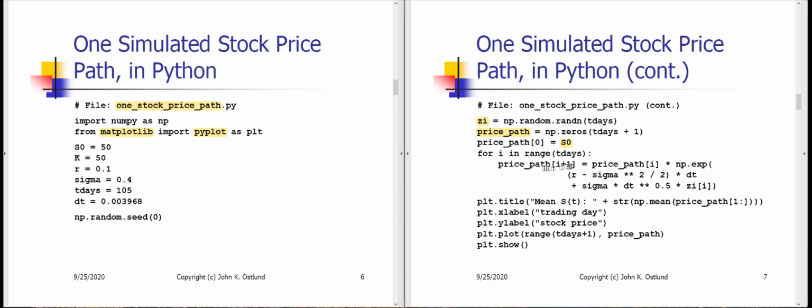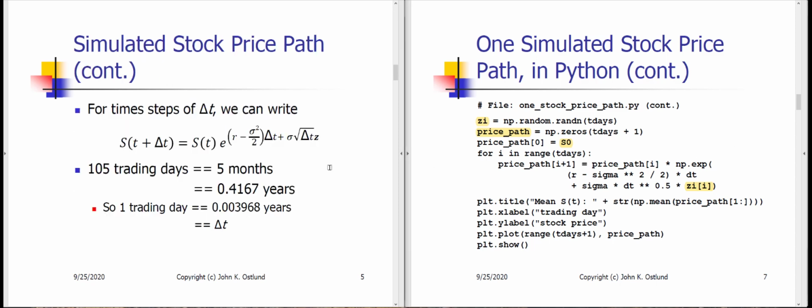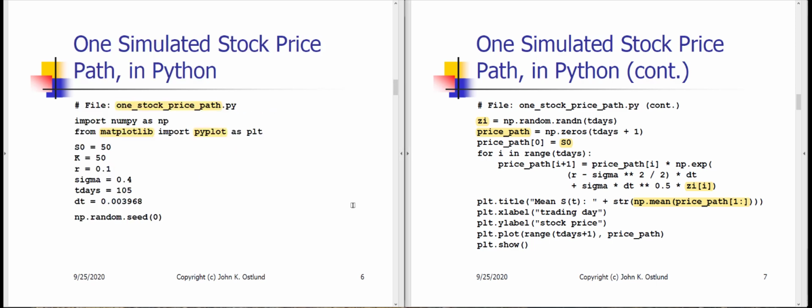And then we're going to roll forward using our random draws from z sub i and applying our formula as shown on slide 5 here to compute simulated price paths going forward for subsequent days. When we're all done with that, we're going to compute the mean of the stock prices over the 105 days following today. And I'm also going to display a plot showing the stock price on each trading day. So here's what our plot looks like.